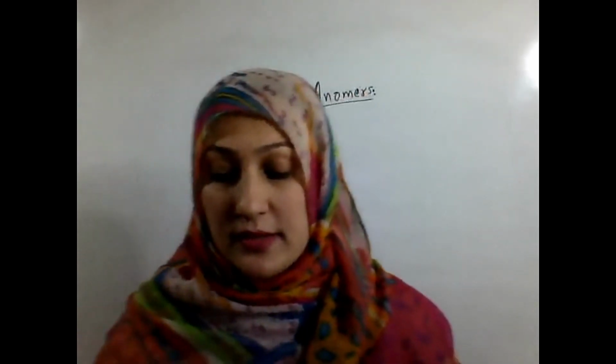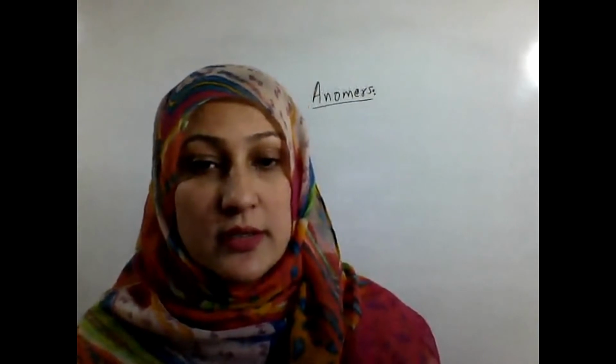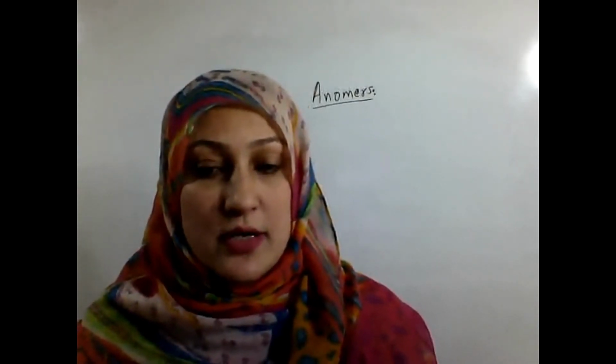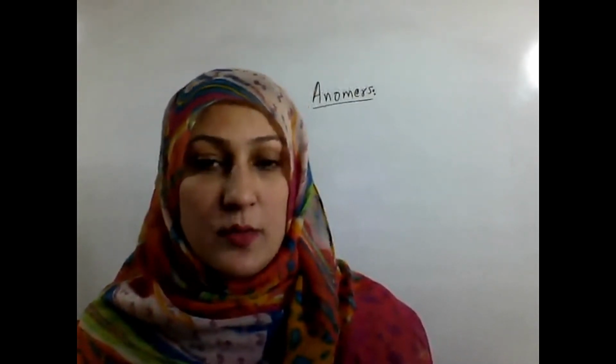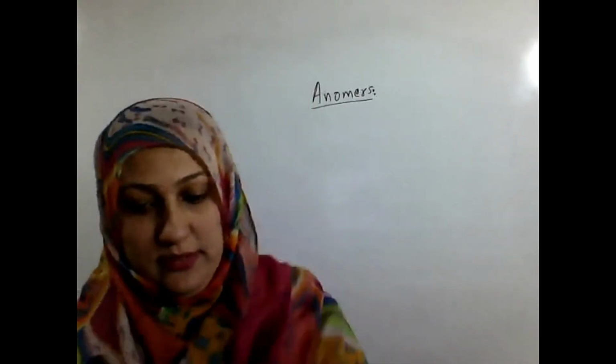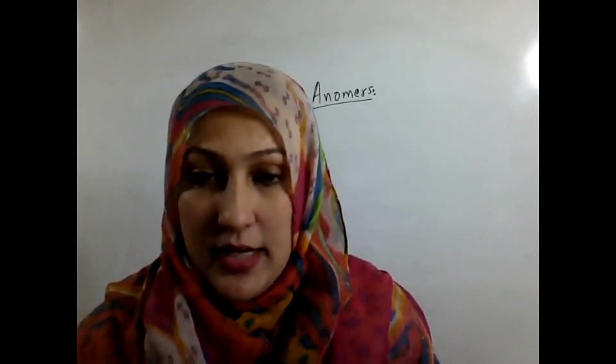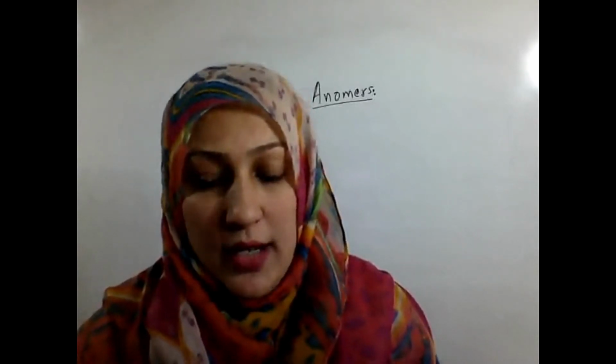Previously we discussed enantiomers, stereoisomers and the different types of asymmetric carbon atoms present in the molecule that give rise to isomerism. There are different isomeric forms present in the monosaccharides. Now we are going towards the anomers.